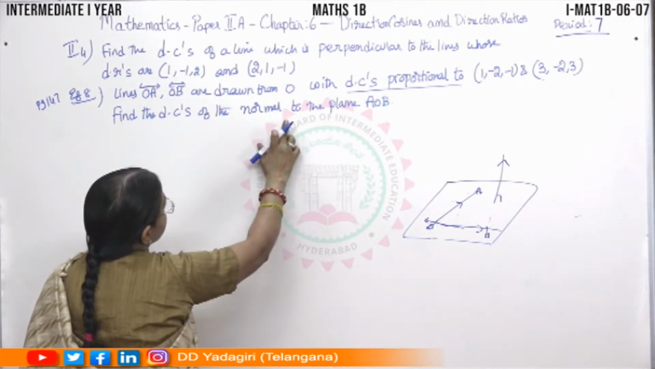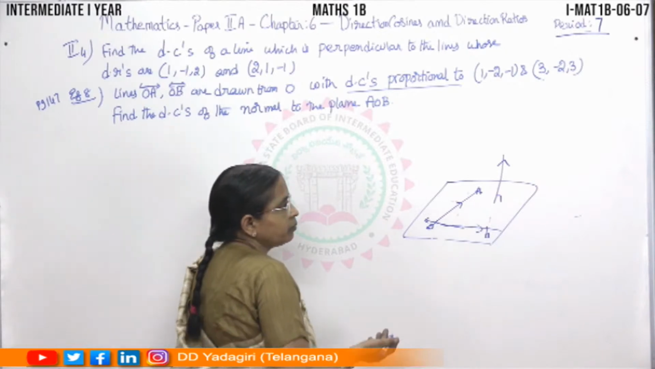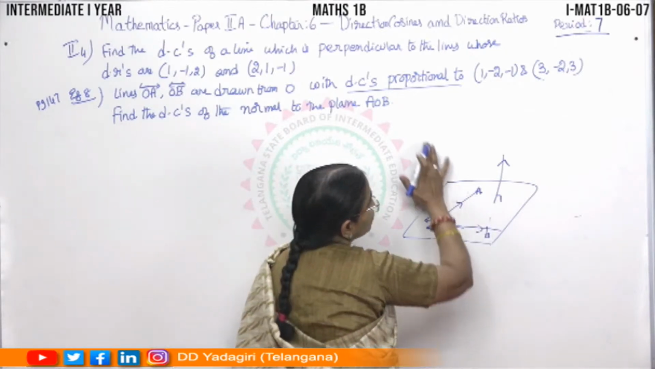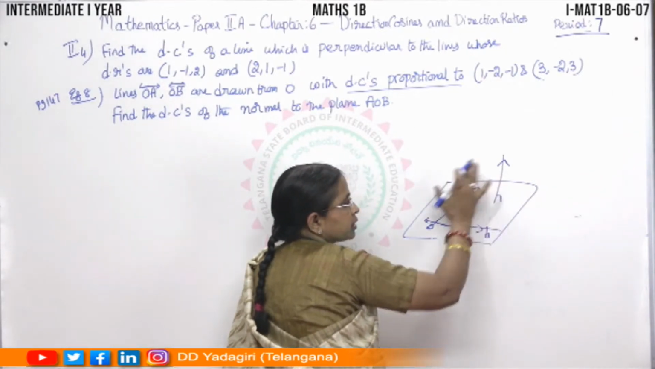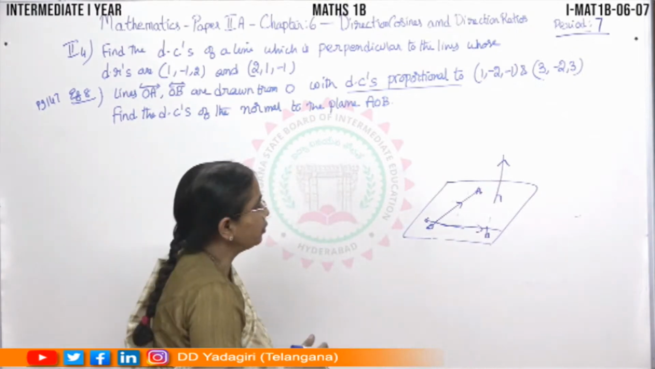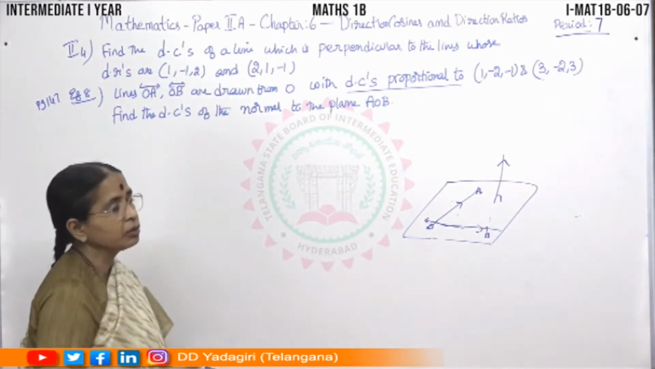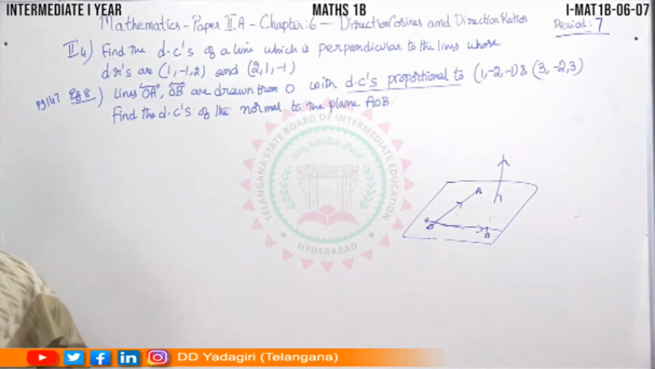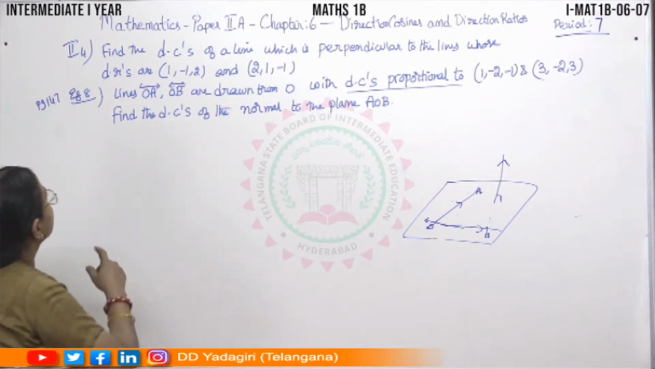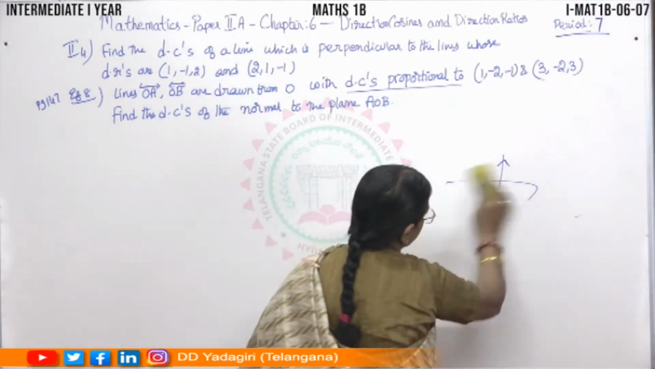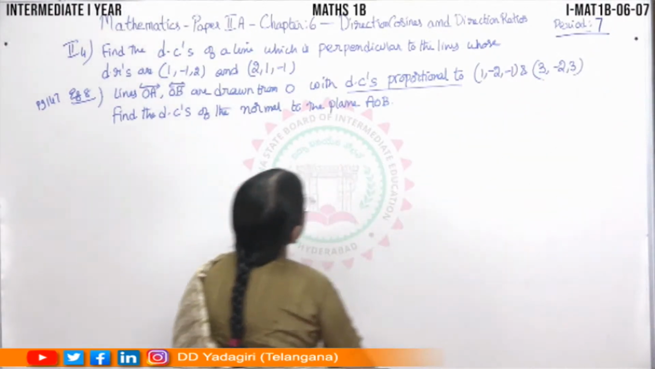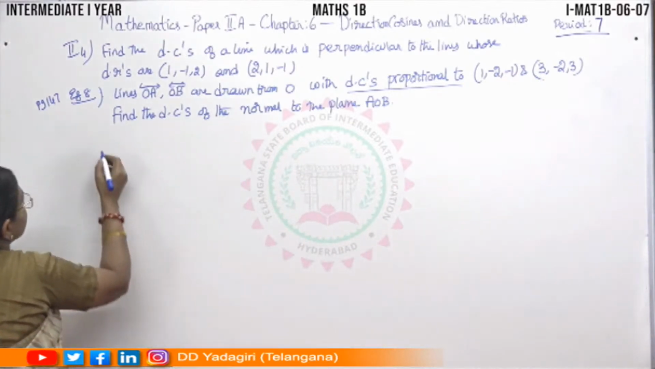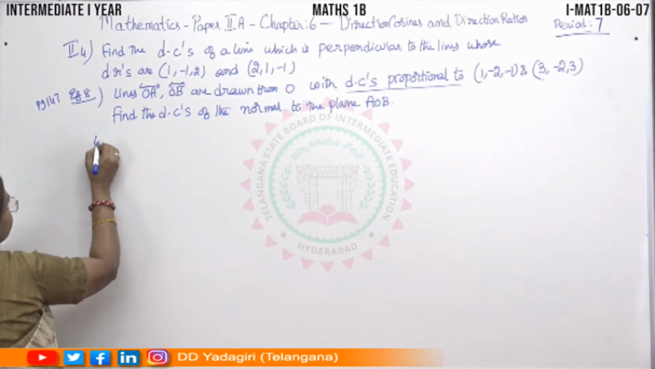Find the direction cosines of the normal to the plane. Normal means perpendicular. So here also you must find the direction cosines of the line perpendicular to OA and OB. So these two come under the same procedure, the same method. Because the second one is a solved example, you can just go through it in the textbook. The first one I'll solve.